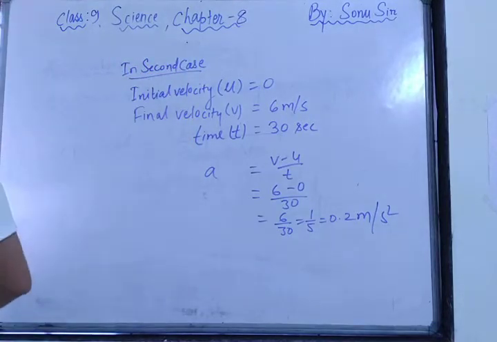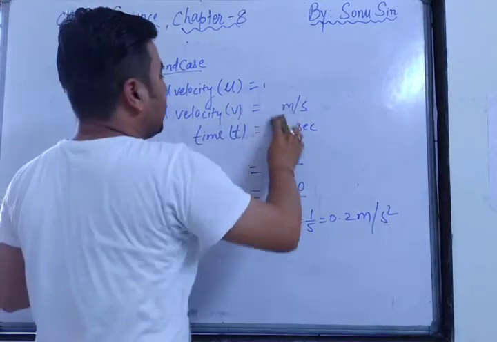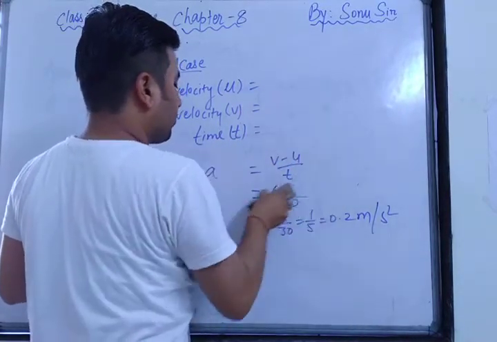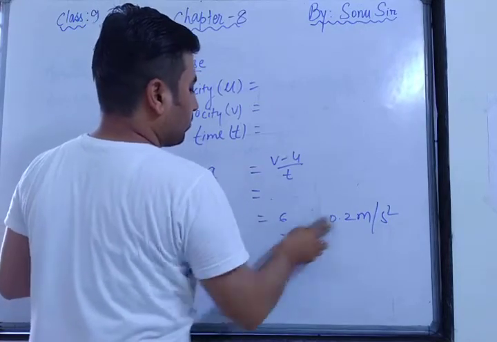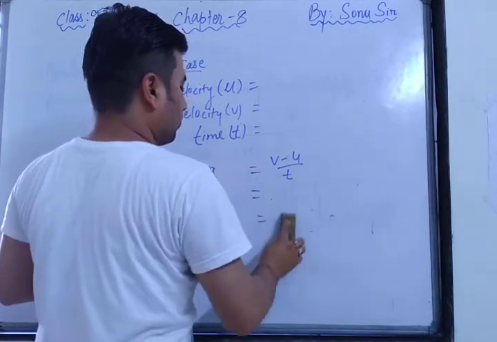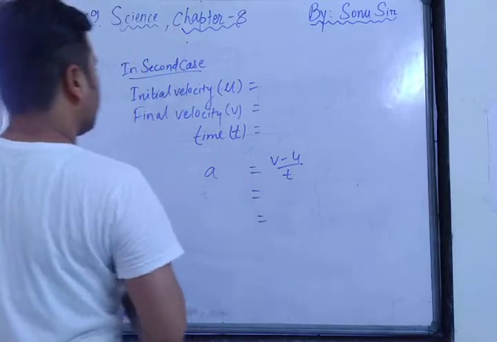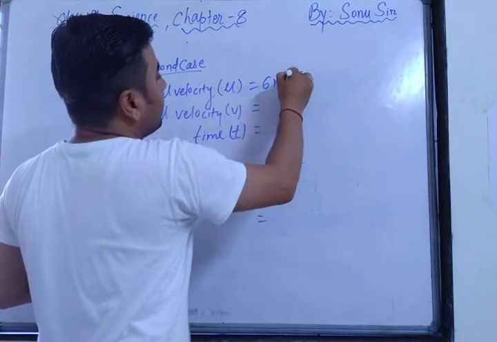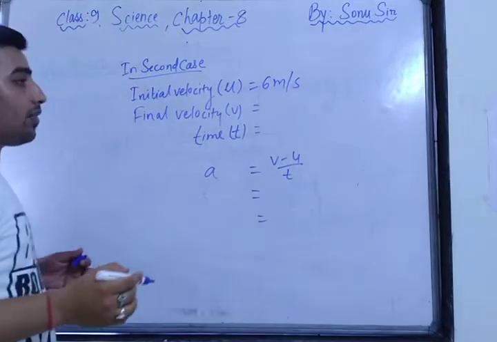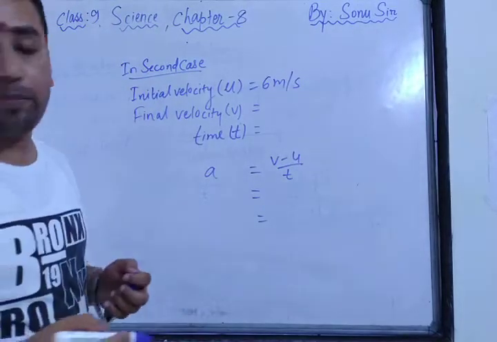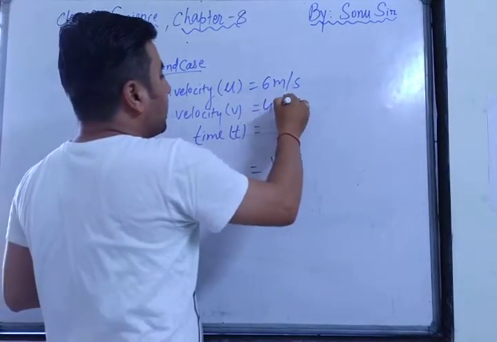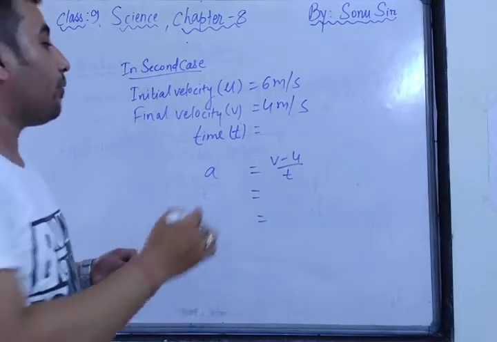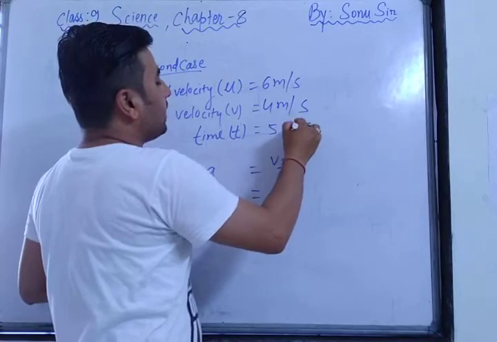What will happen in second case? You can just see here, these three things will be changed. Here now the speed was 6 meter per second, and the final velocity speed was 4 meter per second, right? The time requirement is how much second? 5 seconds. Got it? In the second case.